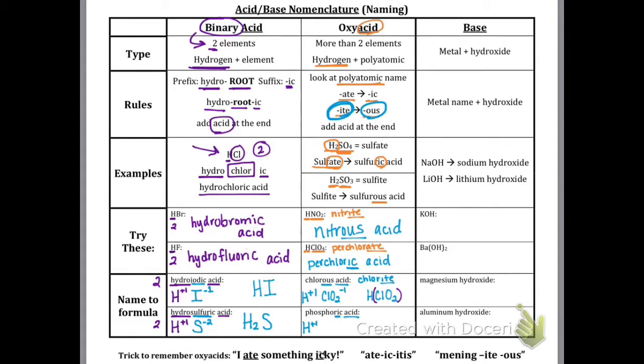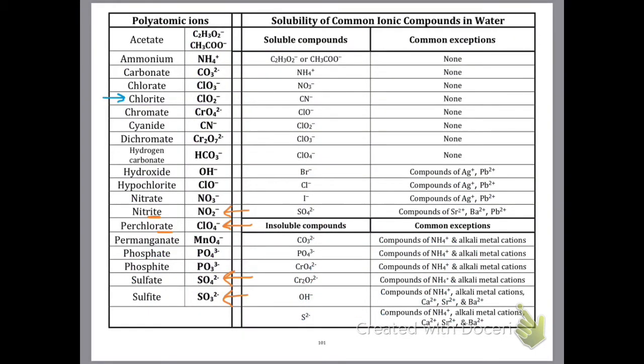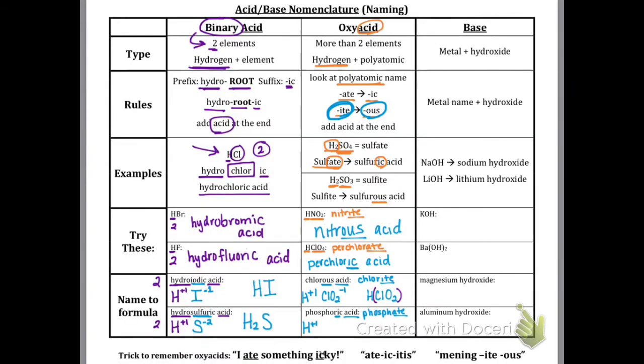Phosphoric means that the original name was phosphate, because ate turned into ic. So let's look up phosphate on our chart here. Phosphate is right here. It's PO4 with a -3 charge. So let's write PO4 with a -3 charge.